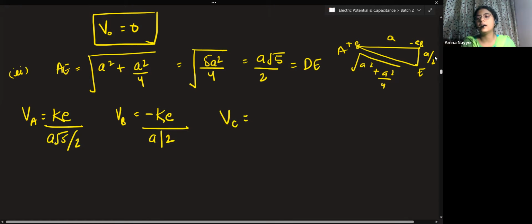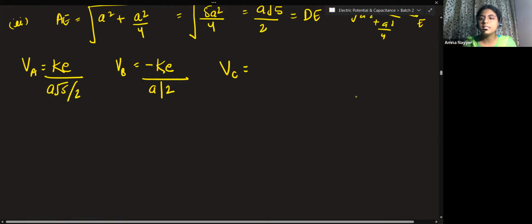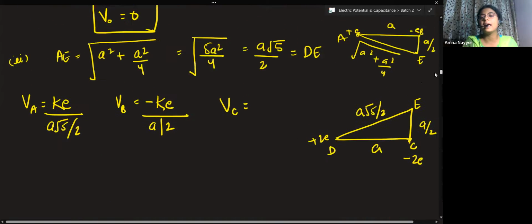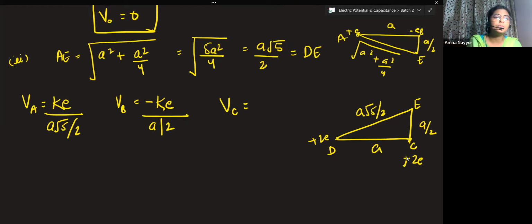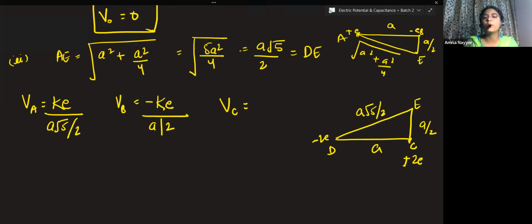Then VC means the other half. This portion for C and D, this is plus 2E, minus 2E. Let me draw it again over here. For VC, this is point C, this is point D, this is point E. So DE is also A root 5 by 2. EC is A by 2. DC is A. These are all the sides given. C has plus 2E and D has minus 2E. Now we have to find out what is the potential at point C.